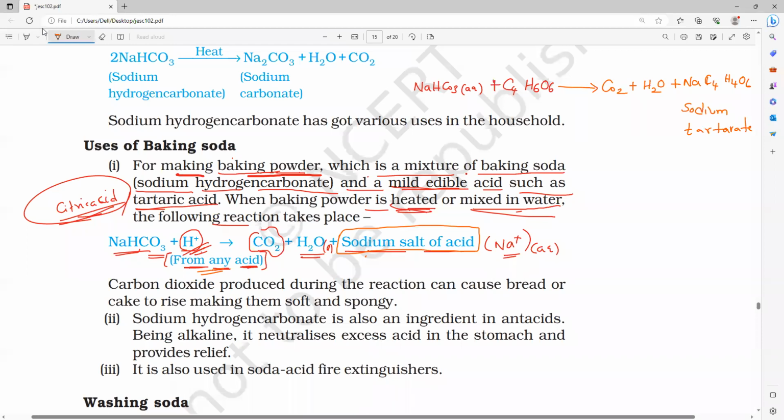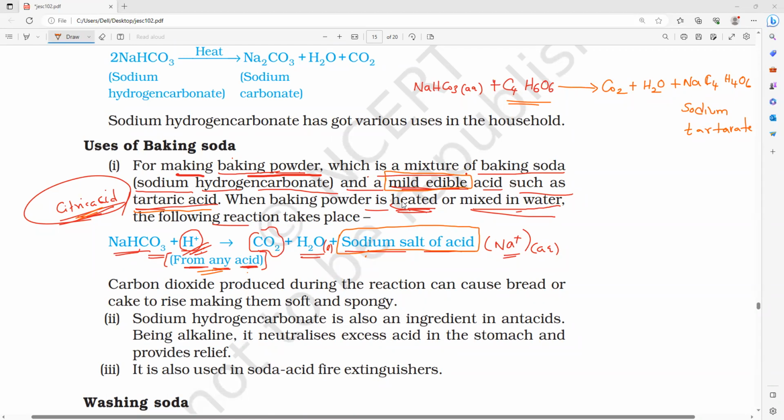Anybody having any problem? You can ask. Is it okay, guys? If I use citric acid instead of tartaric acid, I will get sodium citrate. Clear? If I use another acid, another salt. That is why they say a mild edible acid. According to your book, the acid reaction we have is tartaric acid, but they are saying you can take any mild edible acid, the same reaction will take place. Do you understand what I'm saying?